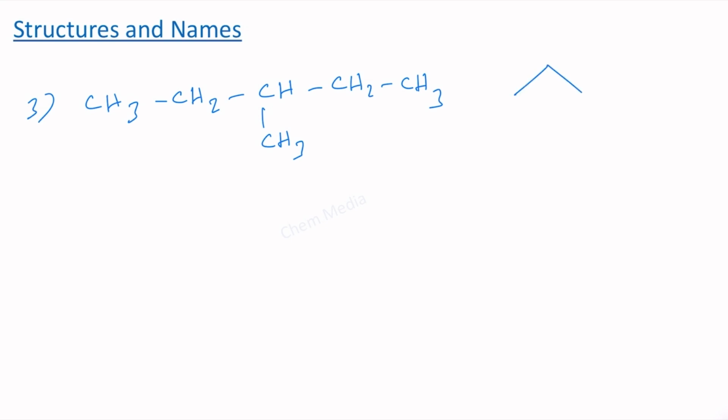We can also write 3-methyl pentane, and the structural formula for 3-methyl pentane will be CH3, CH2, CH, CH3, CH2, CH3. The corresponding structure in bond line notation will be 1, 2, 3, 4, 5, and in the third position 1 methyl group. 1, 2, this is 3-methyl pentane.